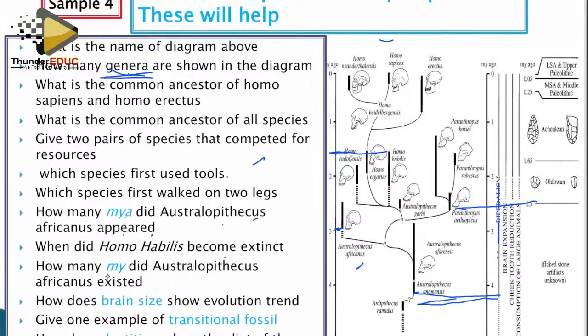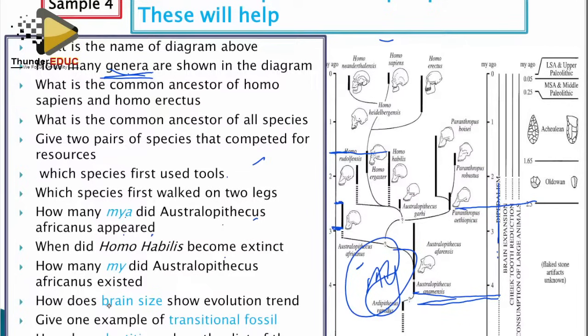They are asking how many million years Australopithecus africanus existed. So you have where Australopithecus africanus started and where it ended, then you subtract. Then you say million years. Here you don't say million years ago, because they're asking for a duration.